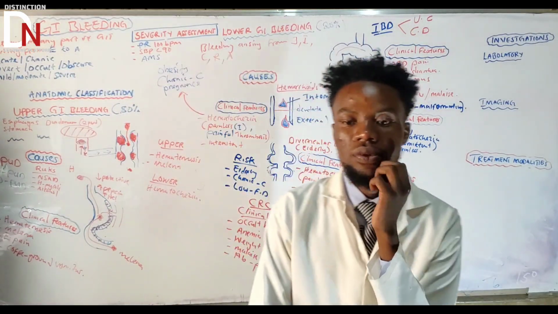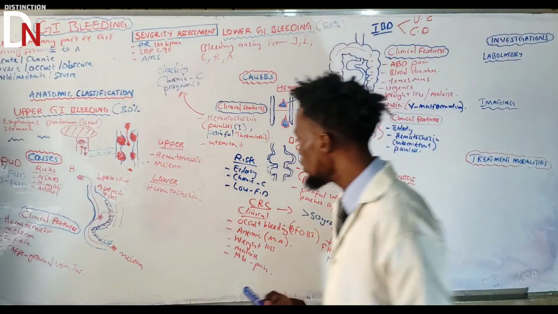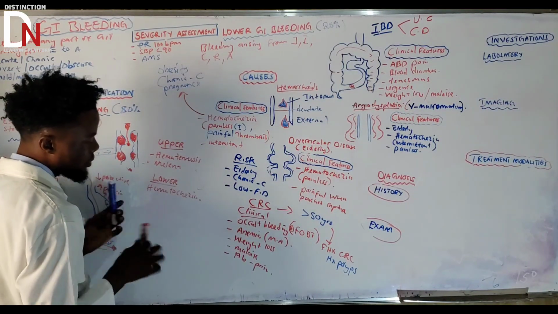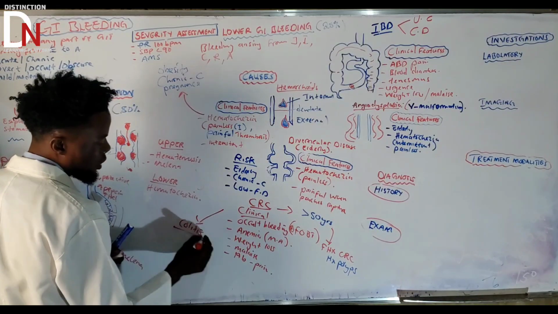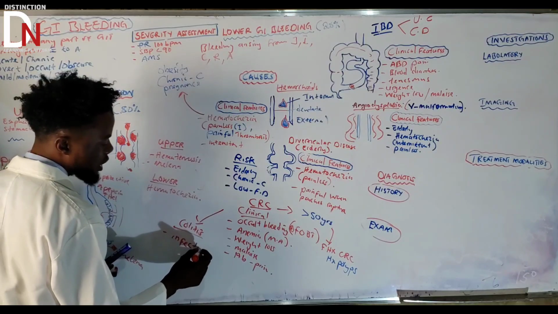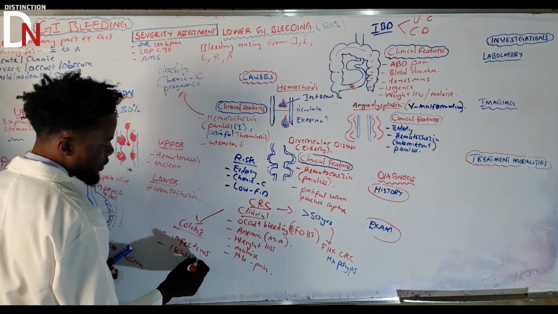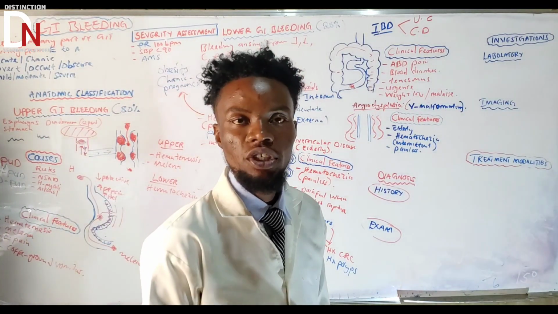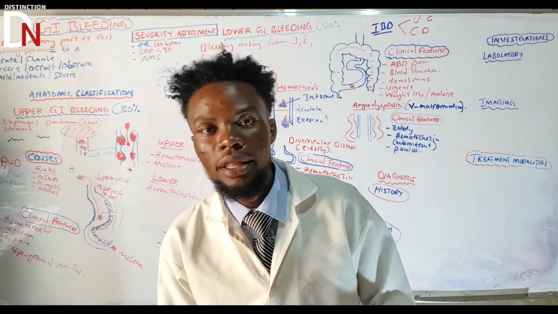The other important cause, apart from colorectal cancer, is what we call colitis. Let's talk about the last one here: colitis. Colitis can be infectious colitis or ischemic colitis. Basically, colitis means inflammation of the colon.